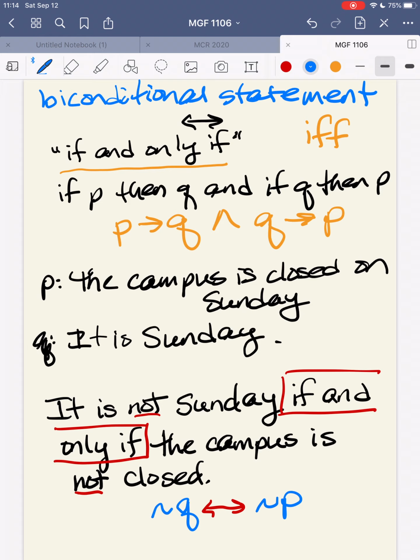The rest of that statement's not there because it just says it implies the on Sunday part, which is included in our Q. So that is our biconditional statement.